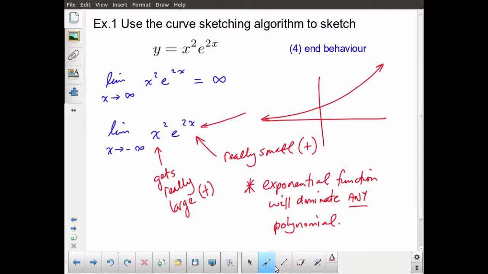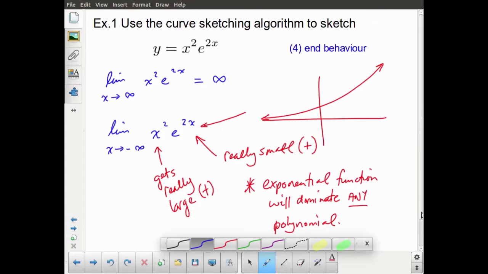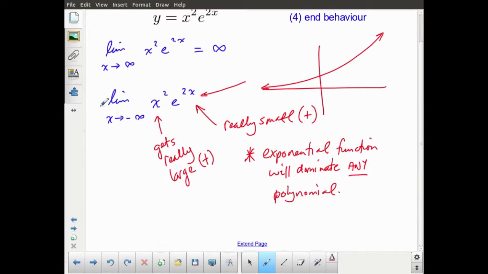And so as a result, my answer for this is equal to 0 from above. The limit here is equal to 0 from above. Now, if we were going to write this out, we'd probably want to write this out a little bit more nicely, which I've done on the next page.